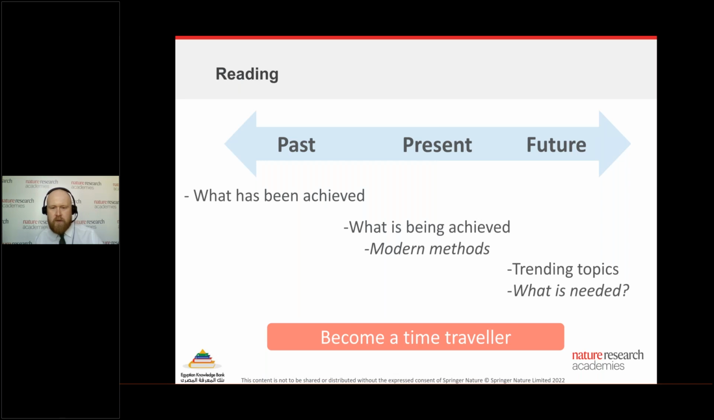By reading, we can establish what is needed to be addressed in the research field. What important research questions remain in our research field? We can therefore establish what the future might look like, okay? And establish what types of projects are likely to be funded.